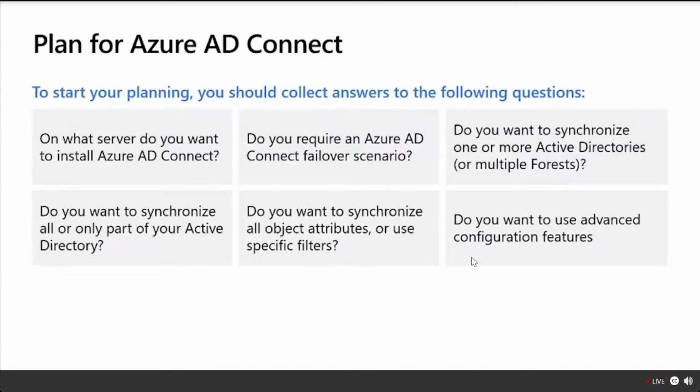During your planning, some of the considerations you need to make are, do you require an Azure AD Connect failover scenario? You'll also want to think about the advanced configuration features and how you want to synchronize your Active Directories. Do you have multiple forests that you need to consider? And do you want to synchronize all of your object attributes or just use specific ones and use filters to pull those in? And do you want to synchronize all or only part of your Active Directory?